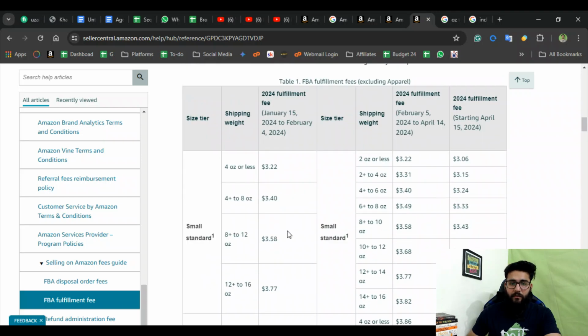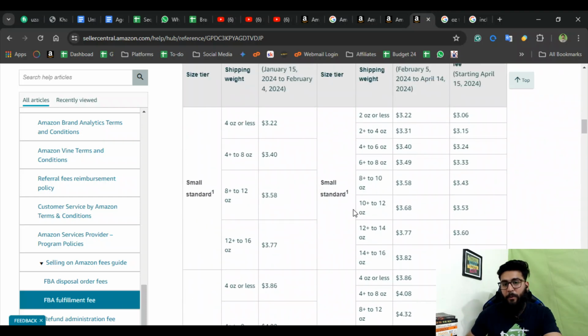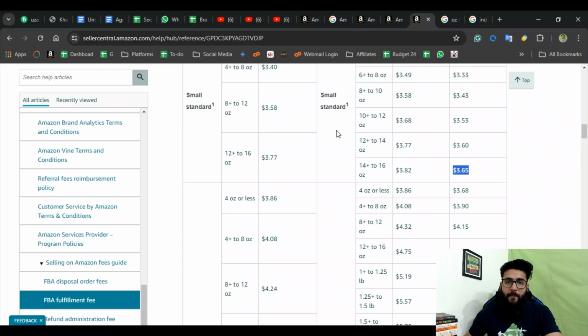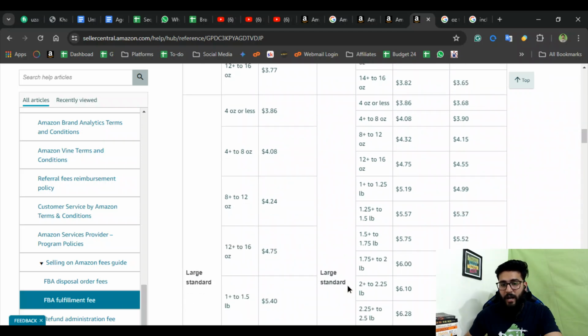Here you can see that with a small standard size tier with 2 ounces of weight or less, my FBA fee will be $3.06. If I talk about 14 to 16 ounces of weight in the small standard size, it will be $3.65 of FBA fee, and I'm talking about an example from the Amazon US marketplace. And by the way, I'll put these links in my YouTube video description as well. And let me go through the large standard size over here.